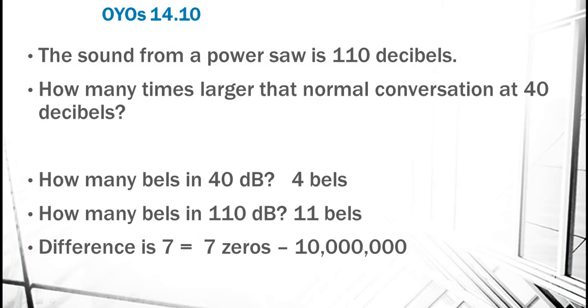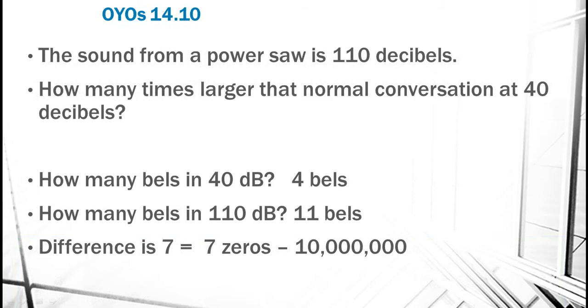All right, so let's see. How many bels in 40 decibels? 4. How many bels in 110? 11. You get that, right? We could go through that work if you want to, with putting it over 1 and the conversion relationship, or you could just drop a 0, hint, hint, right?